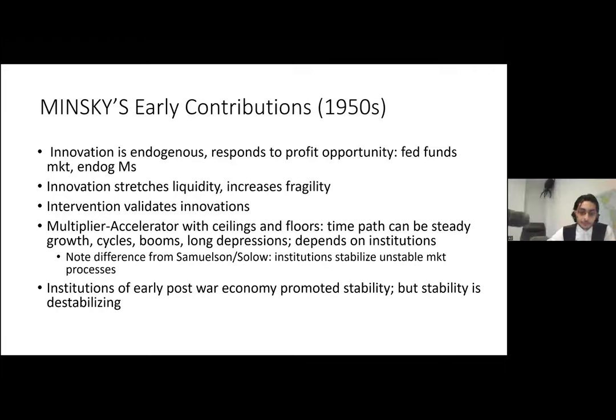So he used to say that his financial instability hypothesis is ultimately pessimistic, because there's nothing you can do. If you put in place institutions to make the economy stable, you will make the economy unstable. All right. So we had 1930s reforms. The problem is all those innovations made the reforms completely impotent. So the reforms don't work anymore.